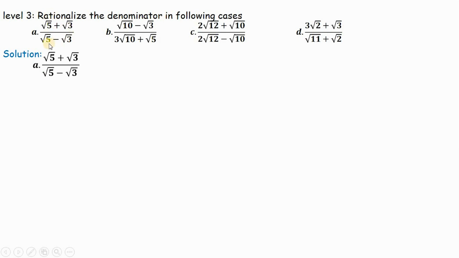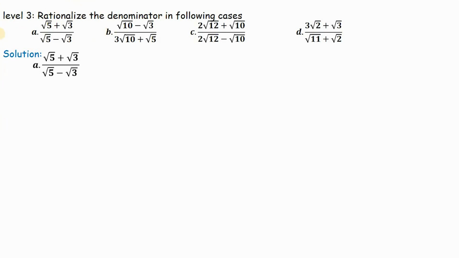Root 5 plus root 3 by root 5 minus root 3. Now we have said that the topic itself is rationalizing the denominator. It's not about the numerator. In the numerator, we can have an irrational number as well as a rational number, anything. But the denominator should be a rational number. So we care only about the denominator, not the numerator.